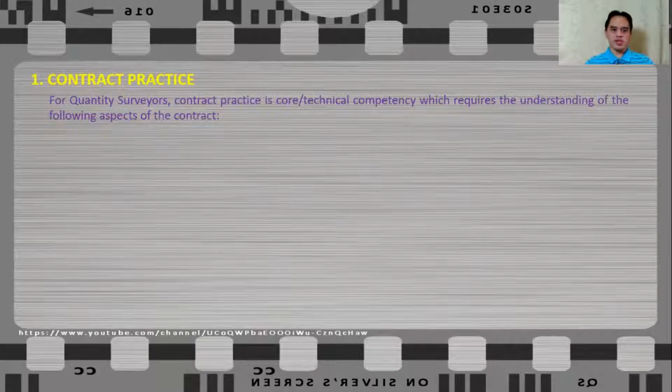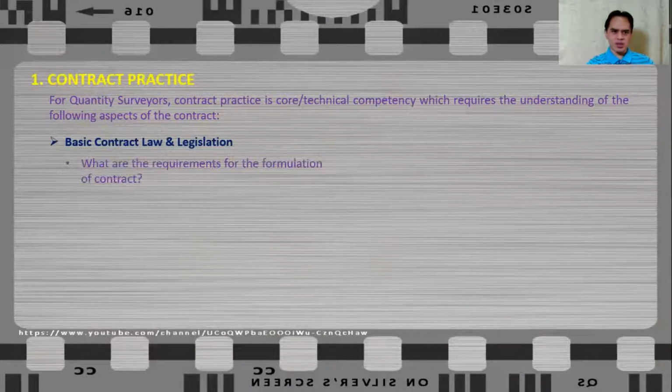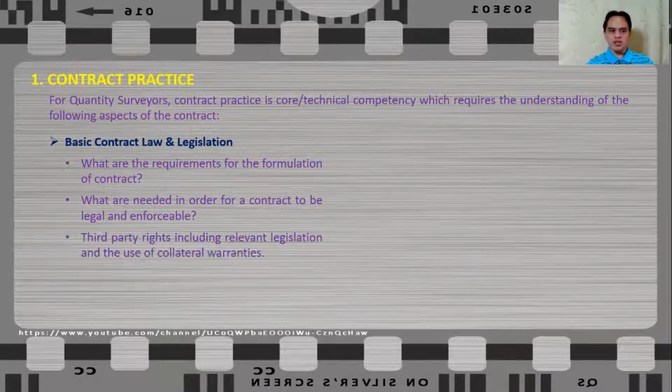For quantity surveyors, contract practice is a core or technical competency which requires the understanding of the following aspects of the contract: the basic contract law and legislation, such as what are the requirements for the formulation of contract, what are needed in order for a contract to be legal and enforceable, and what are the third-party rights, including relevant legislations and the use of collateral warranties. These are only few of the basic knowledge that a quantity surveyor must have with regards to contract law.